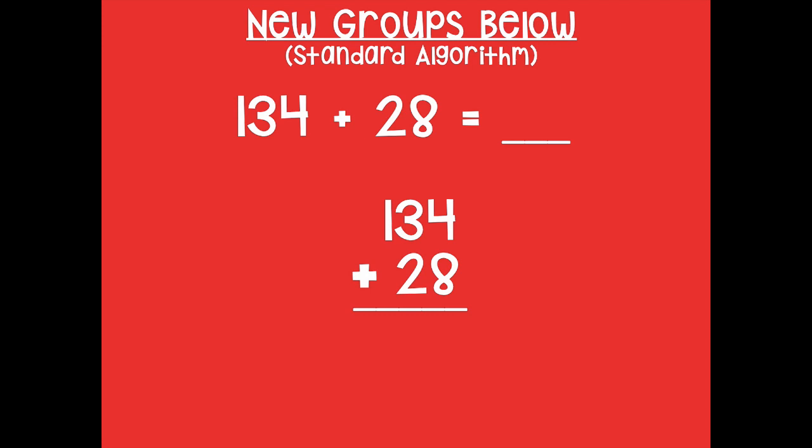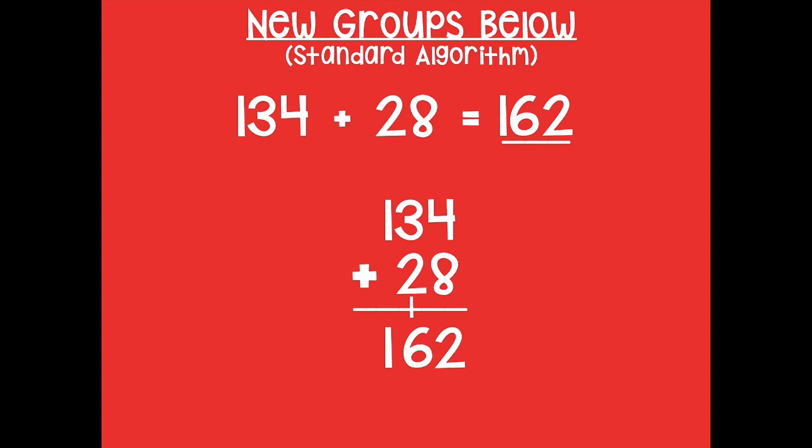So when we add here, we have 8 plus 4. Well, 8, 9, 10, 11, 12. 8 plus 4 is 12. So I write that with my 2 in the ones place, and the new group goes below on my line there. So then I move to my tens place. 3 plus 2 is 5, plus 1 more is 6. So now I have 6 tens. And in the hundreds place, 1 plus 0 is still 1. So using this strategy, the new groups below, or the standard algorithm, 134 plus 28 equals 162.